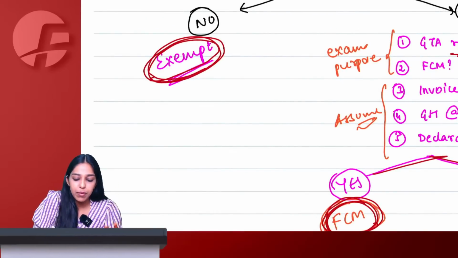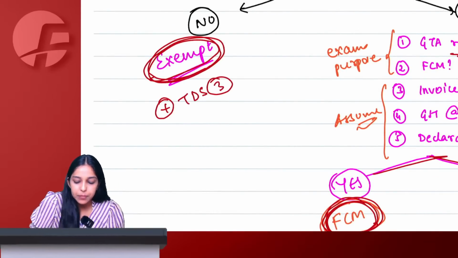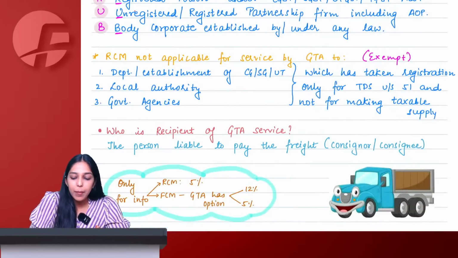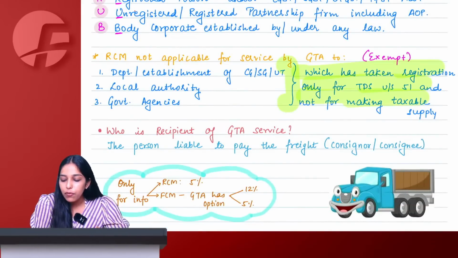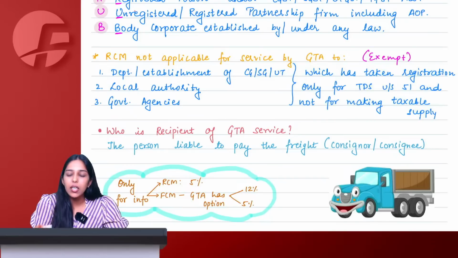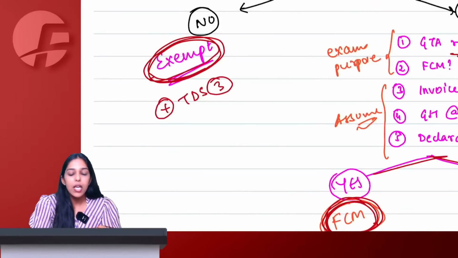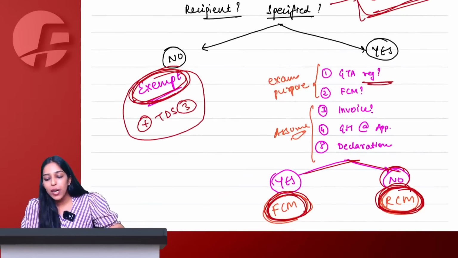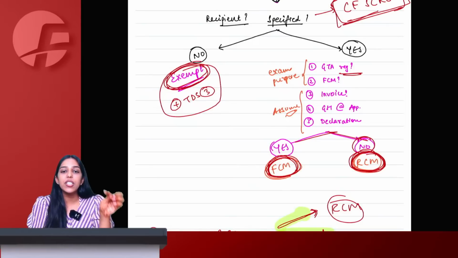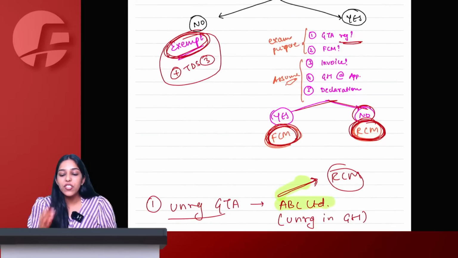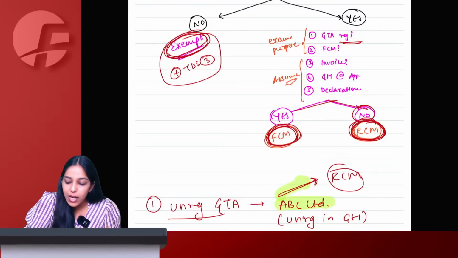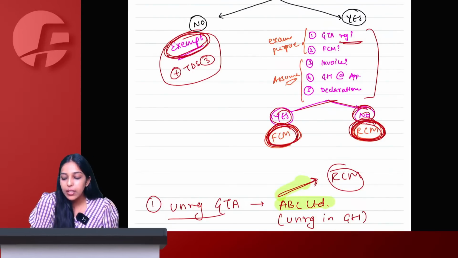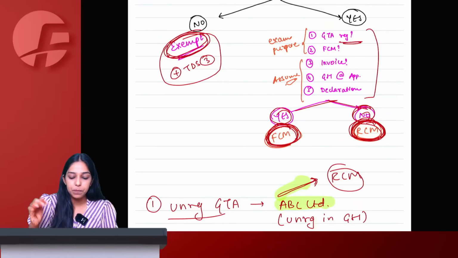Plus there are these 3 TDS people, if you remember: department or establishment of government, local authority and government agencies. These people are registered only for TDS purpose. They are also considered as other recipients only and they also always get exemption. So no CF scrub, plus these 3 TDS people, are always exempt. But if you are CF scrub, then GST will always be applicable. The only question is RCM or FCM. For that you have to ask these 5 questions, and if the answer to these 5 questions is yes, then FCM. No, then reverse charge mechanism.